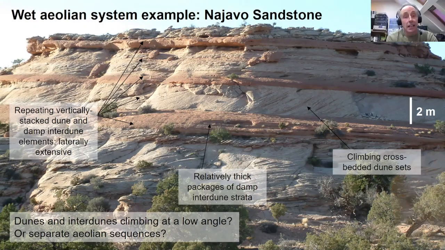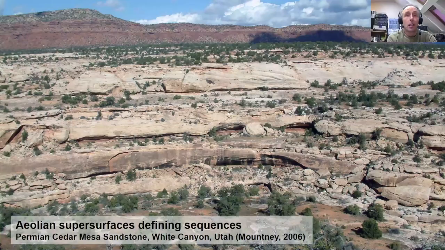If we take a step back in scale and look at the more regional picture, we often see thick accumulations of dominantly Aeolian strata. But the Aeolian succession is not just one continuous episode of accumulation, but rather it's punctuated.